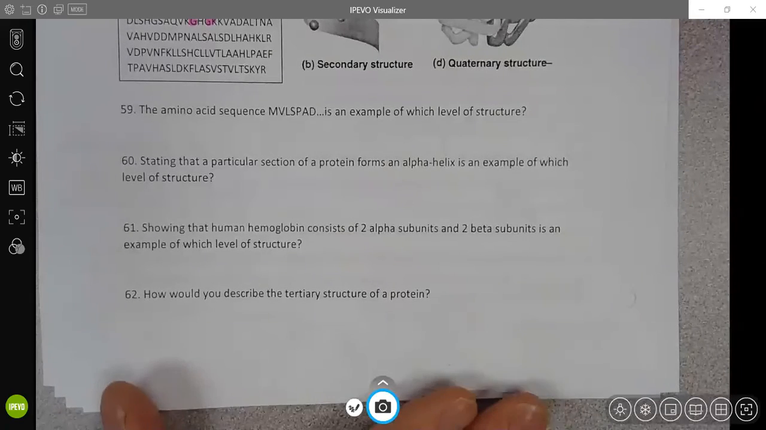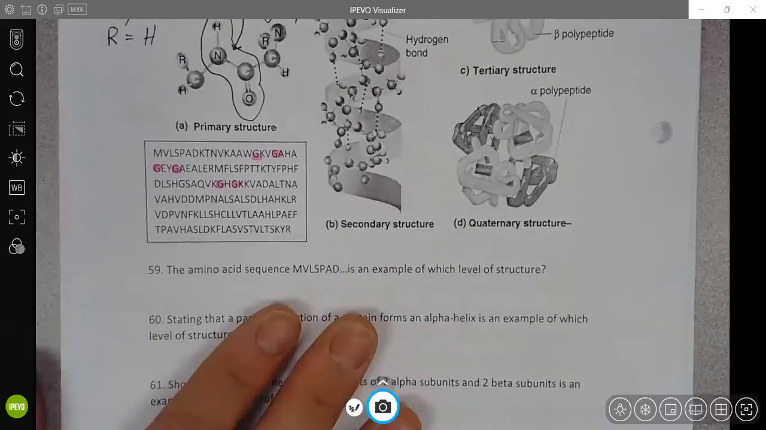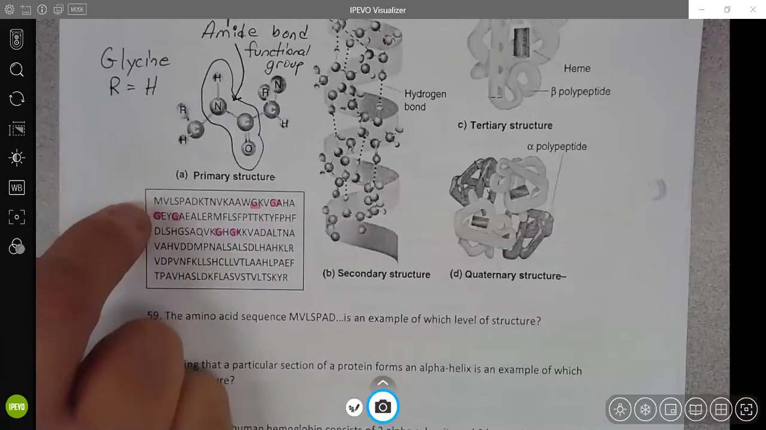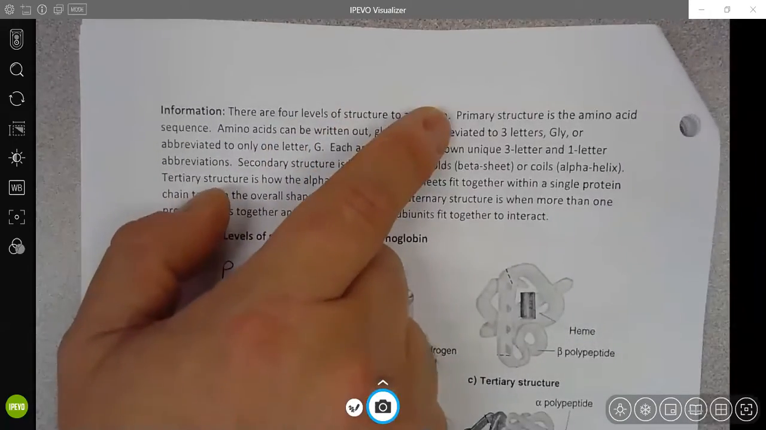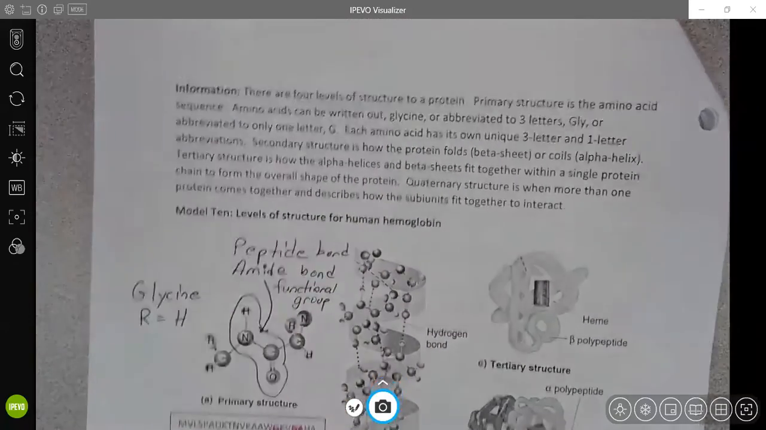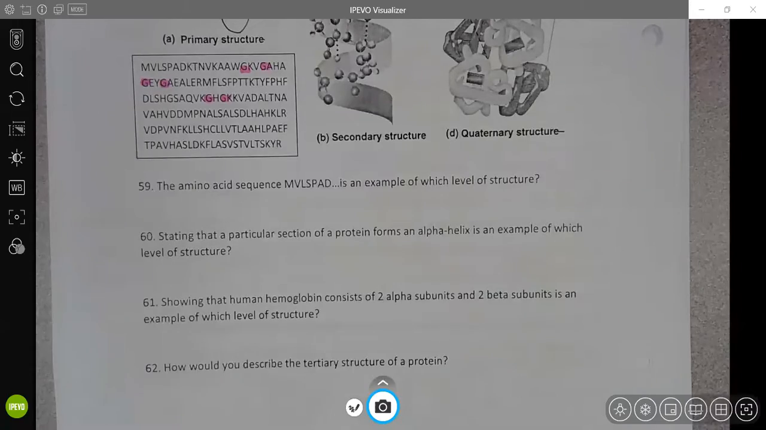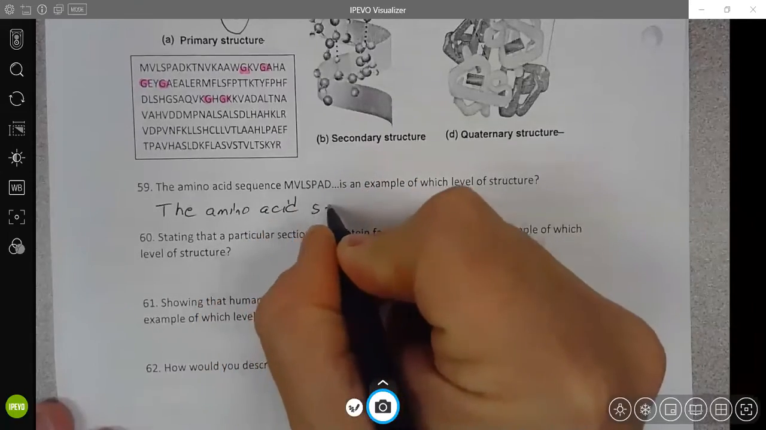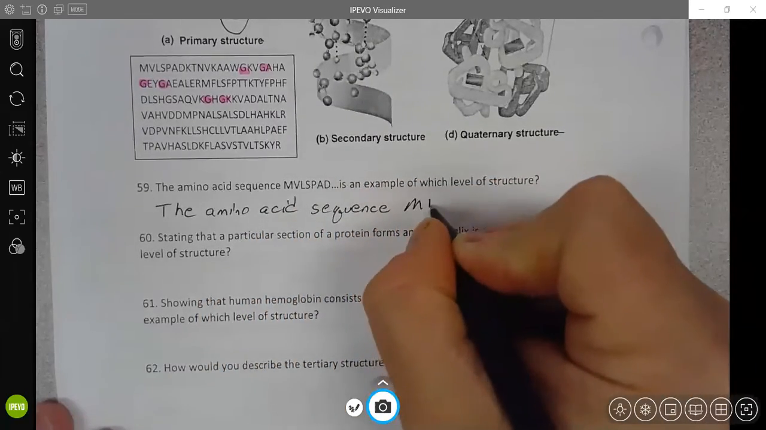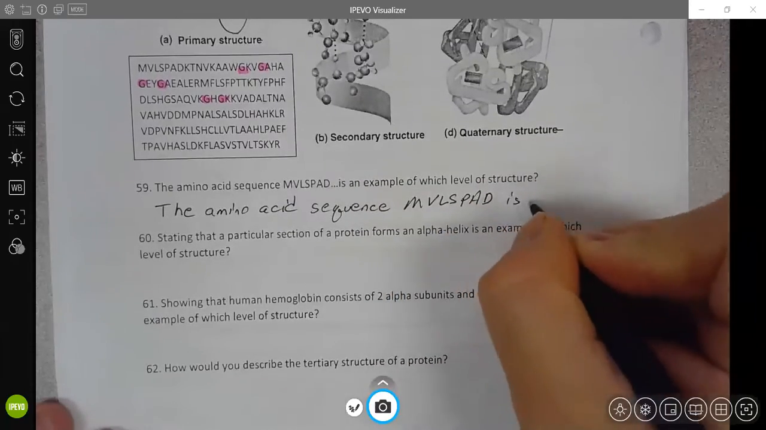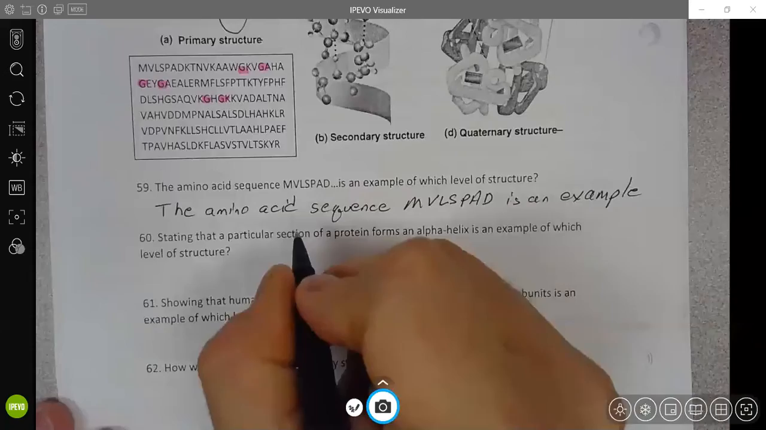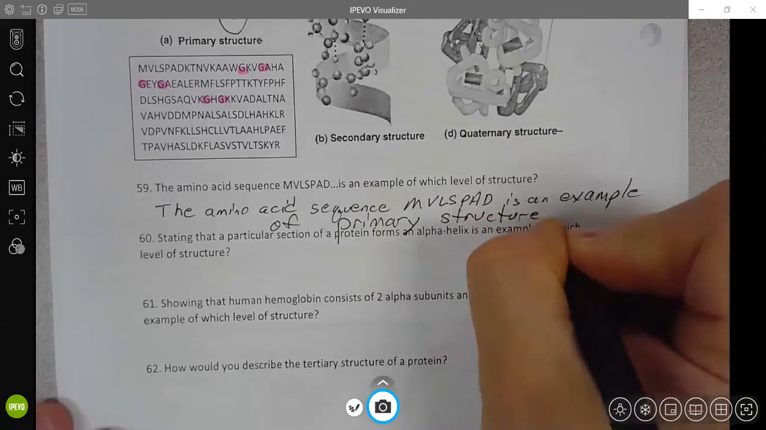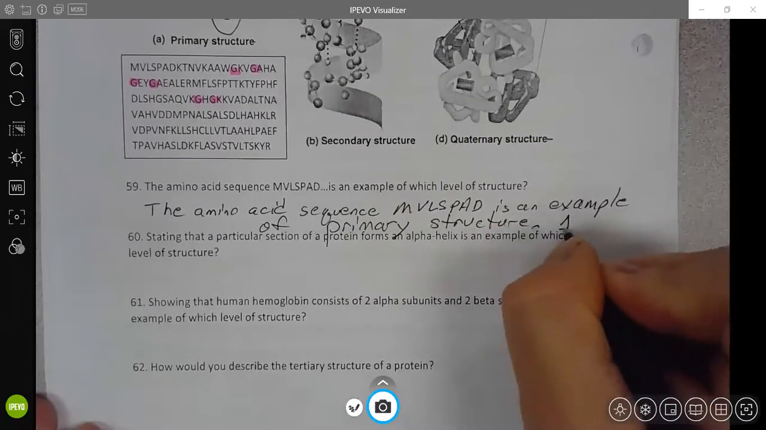So the amino acid sequence is an example of which level of structure? So what level of structure do we call the sequence of amino acids? And so there's a clue here in the model that it's the primary structure, but we can also see that up here in the text where primary structure is the amino acid sequence. So perhaps we should repeat that. So the amino acid sequence, MVLSPAD, is an example of primary structure. Now, if you want to abbreviate this, a lot of times people will draw primary as a one with a degree symbol.